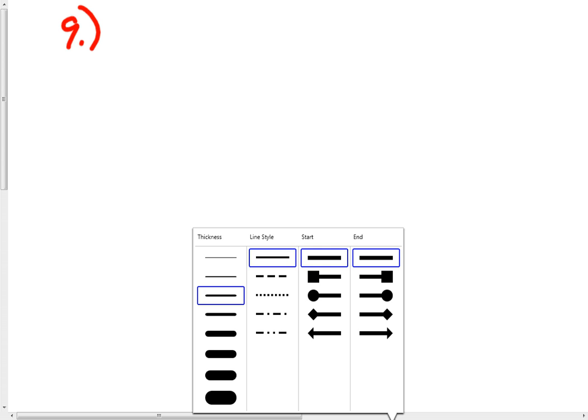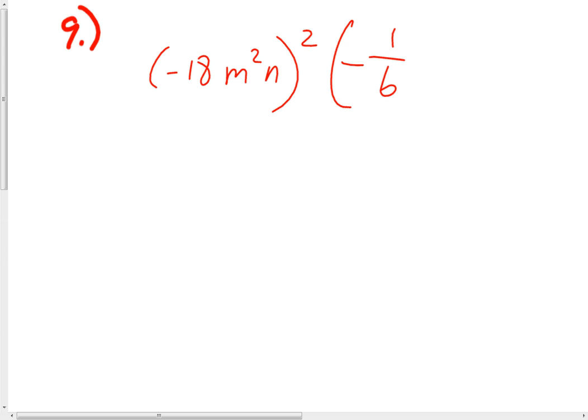We have -18 m2 n2, -1/6 m2. Do we have something on the outside? Yes. I got to deal with that first. Put a big star next to this. Circle it. That's got to be first.